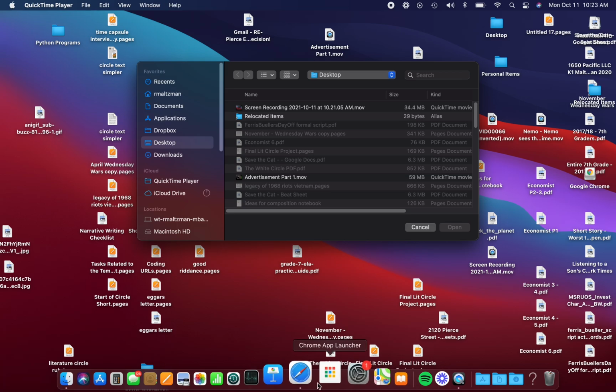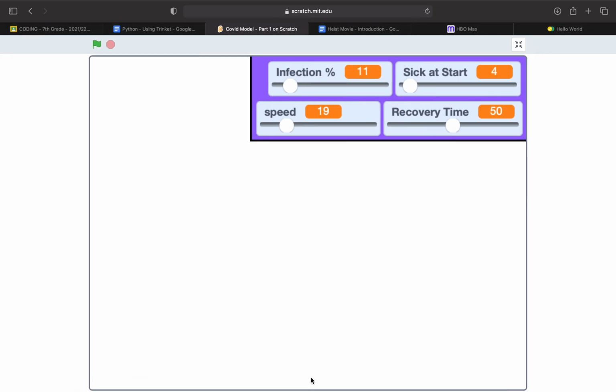Our last project right now is a COVID model. The way it works, I like to show you the end project at the beginning, so what you're going to end up with. It's going to launch 200 little dots, and some of the dots are sick at the start and they can get sick.